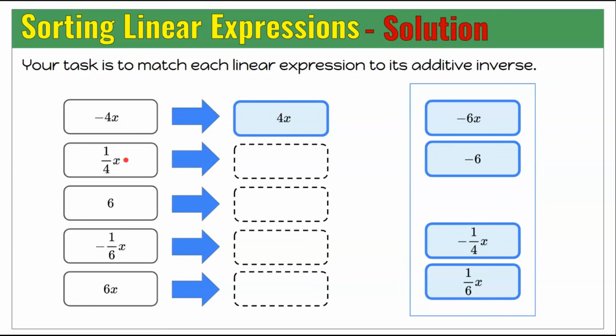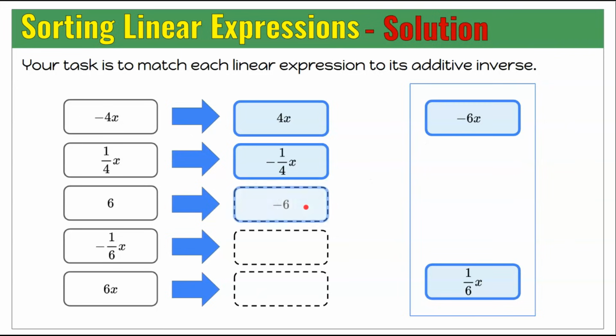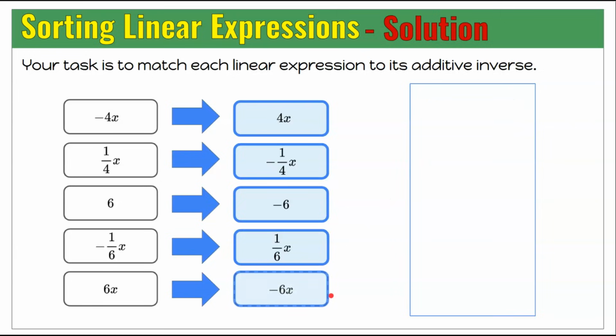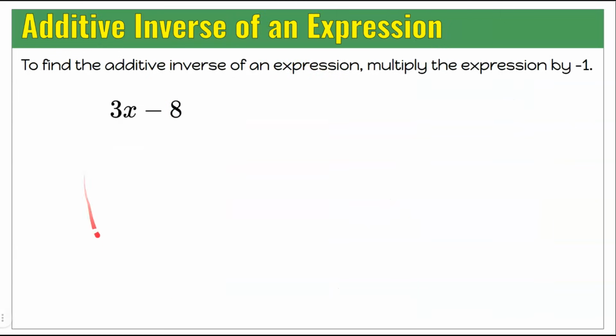I'm going to multiply 1/4 x by -1, and I get -1/4 x. Drag and drop it. 6 multiplied by -1 is -6. Bring it over. -1/6 x multiplied by -1 is going to give me +1/6 x. Bring it over. And then 6x times -1 will result in a product of -6x. Drag and drop. So there you have it. These are all additive inverses.